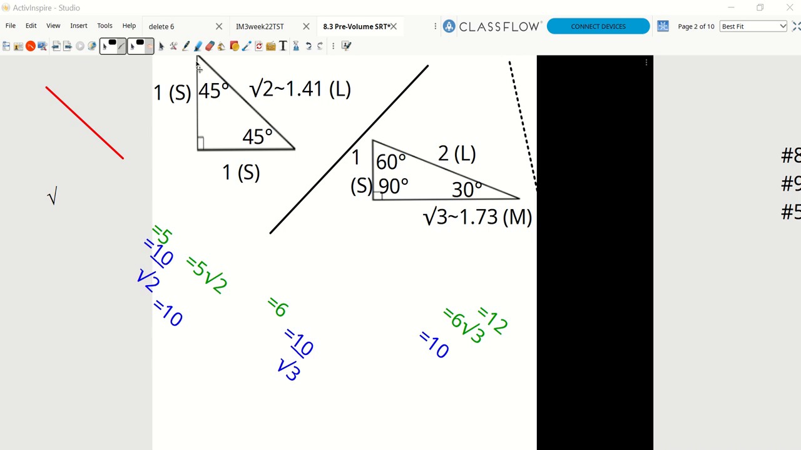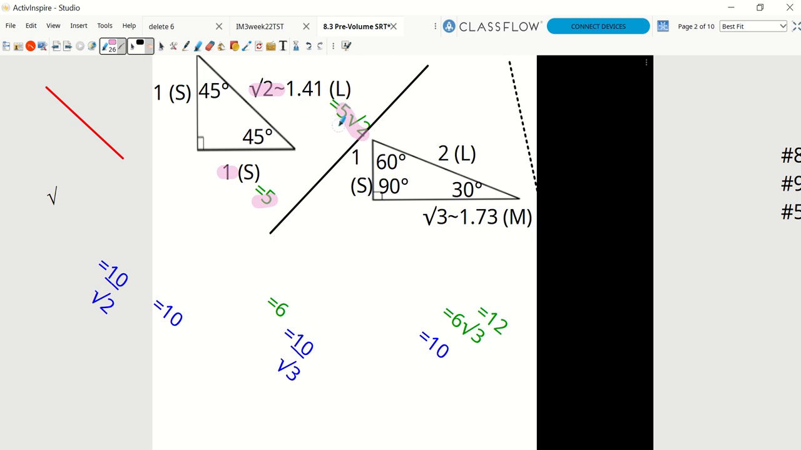SML means small, medium, large, respectively. Let's say you have a small side in this triangle of 5. To get to the large side, just multiply the 5 by root 2. Does that make sense? That's from IM2. Because how do you get from 1 to root 2? Multiply by root 2. So same thing, 5, you multiply by root 2 to get to the large side.